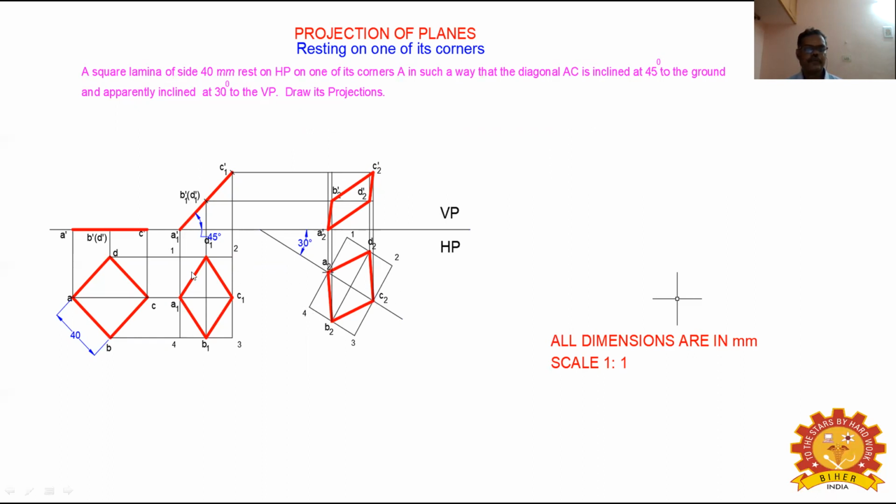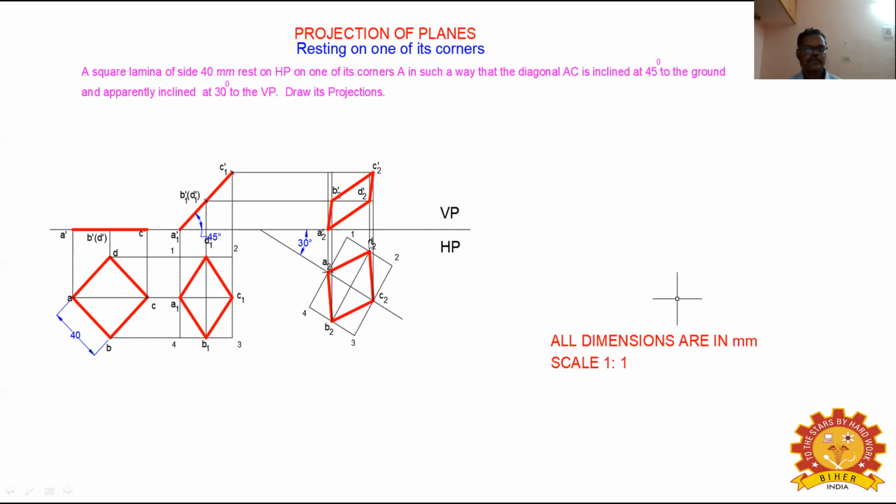In between 1 and 2, the D1 lies. Here also between 1 and 2, the D2. Between 3 and 4, B2. Here as well between 3 and 4, it is B2. Join A2, B2, C2 and D2 and get an inclined rhombus.